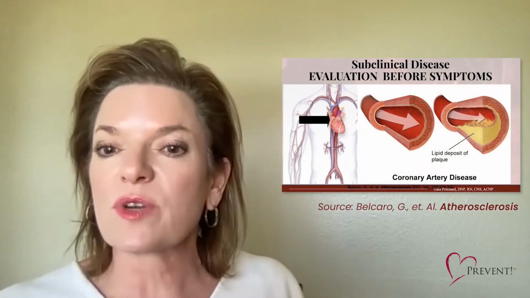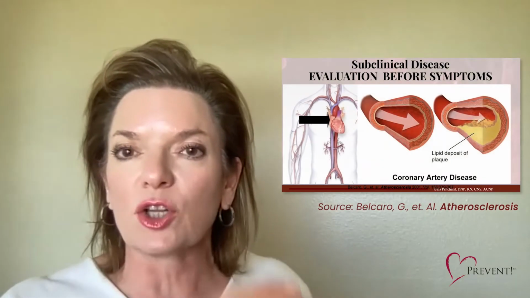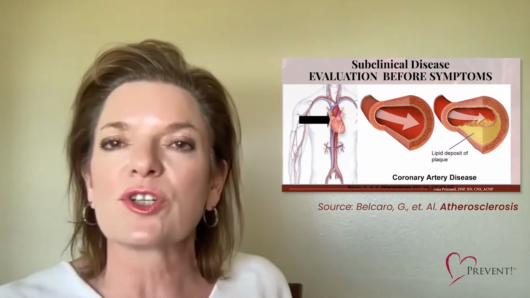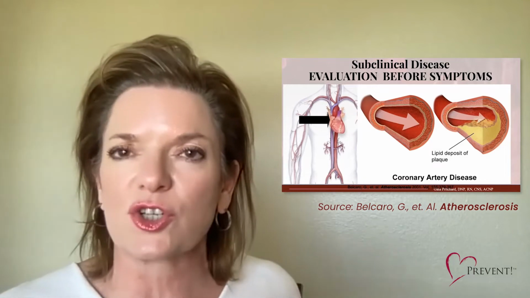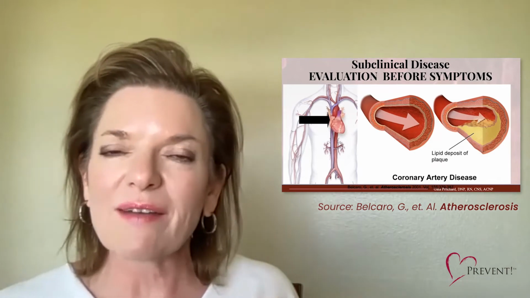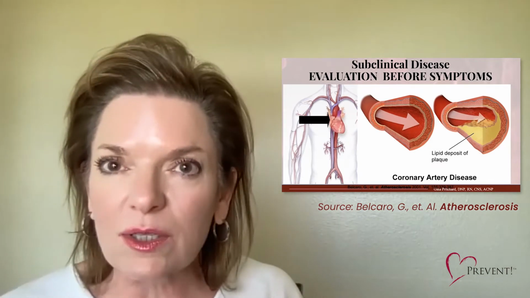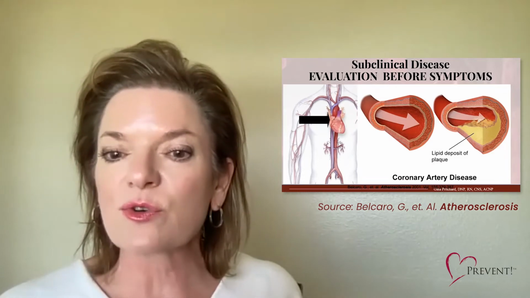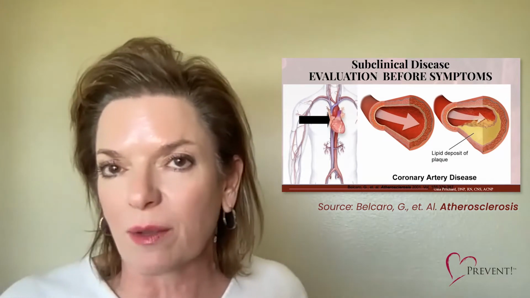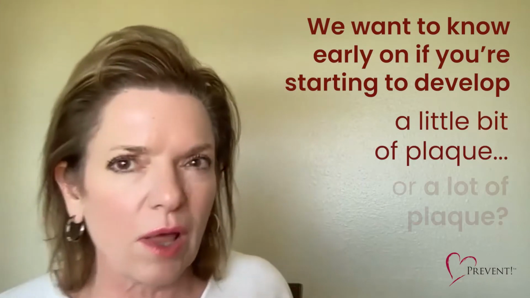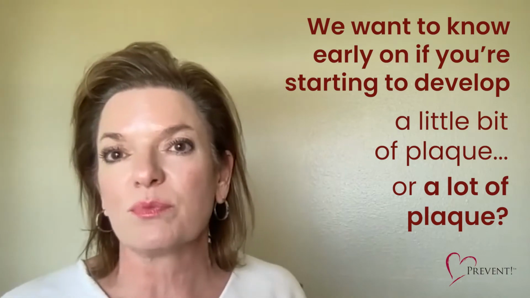This is what the arteries look like if we were to, rather than look at them horizontally or vertically, from the outside looking in, perform a cross section, if you will, and look down the arteries as though we were looking in a pipe. On the left side, you'll see that the artery wall looks incredibly healthy. There's no obstruction of blood flow, and there's not even small or large developments of plaque in the wall of the artery. So we want to know early on if you're starting to develop a little bit of plaque or a lot of plaque, and certainly if there's blockage of blood flow.